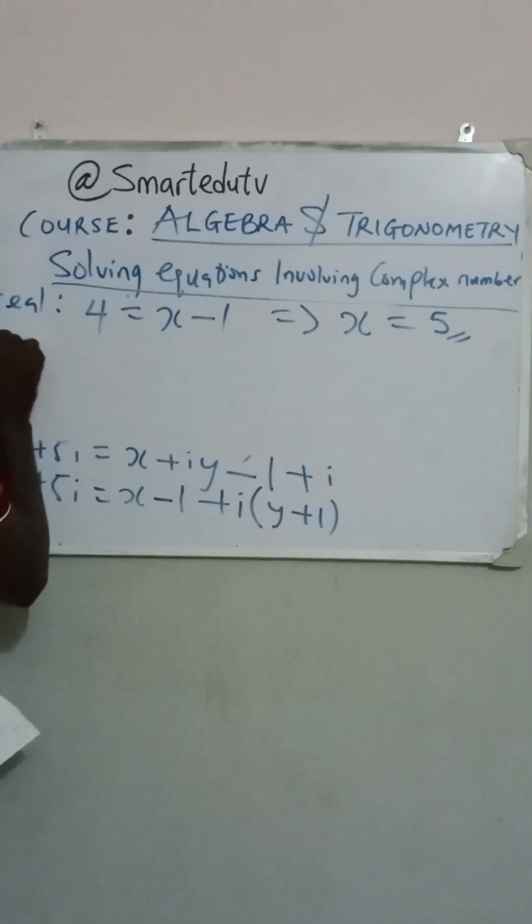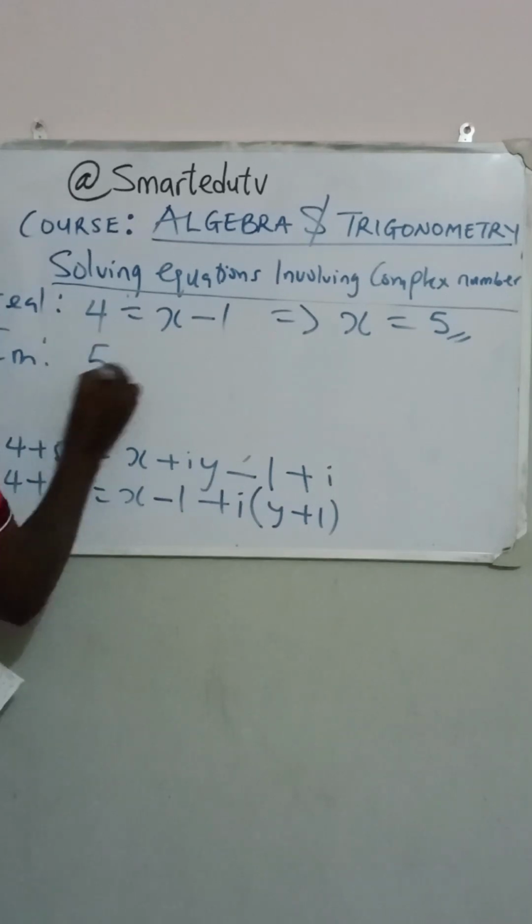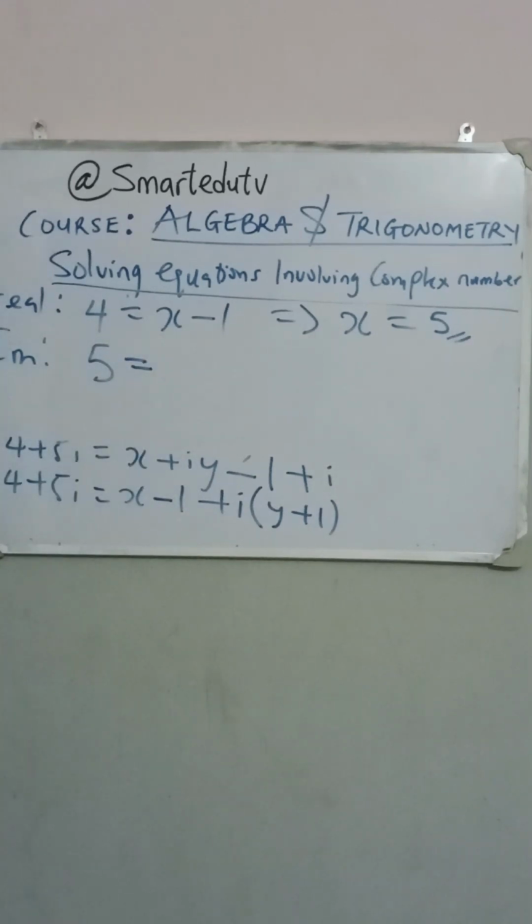Similarly, comparing the imaginary parts. I want to compare the imaginary part. The imaginary part is that part that contains i. Let's start with the left hand side. The part that contains i is 5. On the left hand side, I'm having 5 equal to. On the right hand side, what is the coefficient of i?